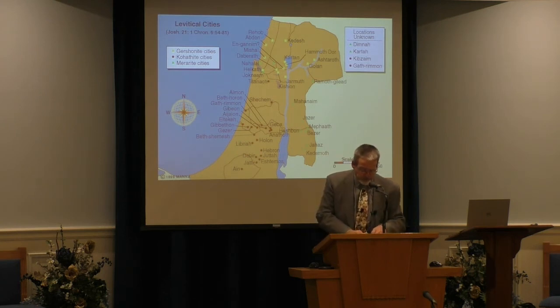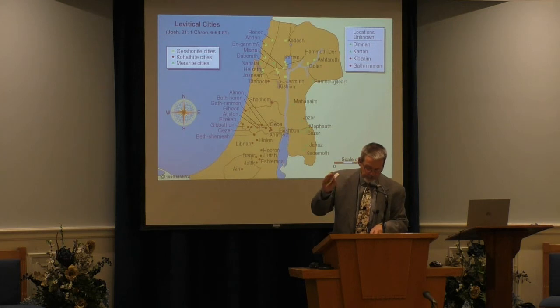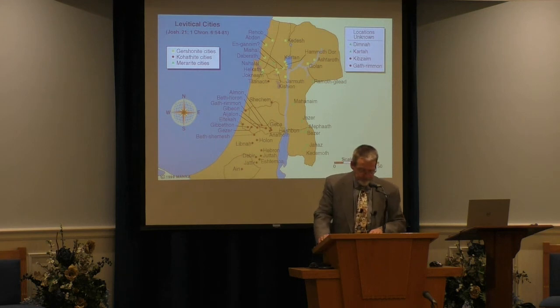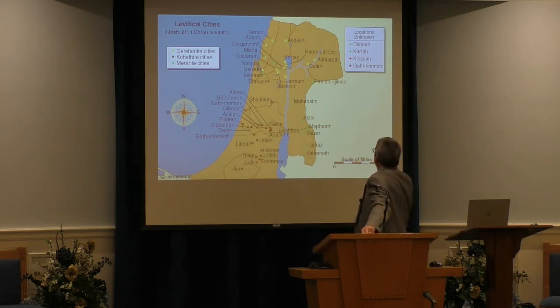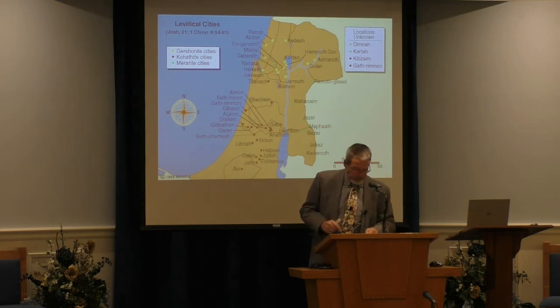Let's keep going here. Let's get those of Gershon, if you're making notes in the margin of your Bible, 27 to 33. Those of the descendants of Gershon, there's Golan, and then there is Be-eshterah, and Kishion, and Daberath, and Jarmuth, and En-gannim, and Mishal, and Abdon, and Helkath, and Rehob, that makes 10, and then there's three more mentioned, Kedesh, Hammoth-dor, and Kartan. Kartan is one of the cities that we don't know exactly where that city is located.